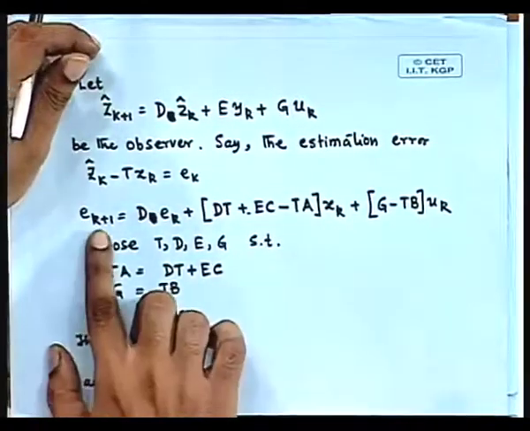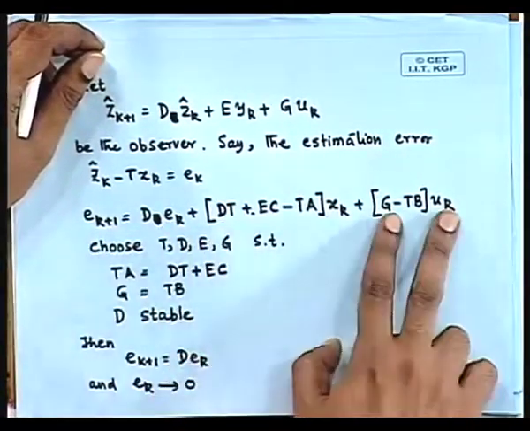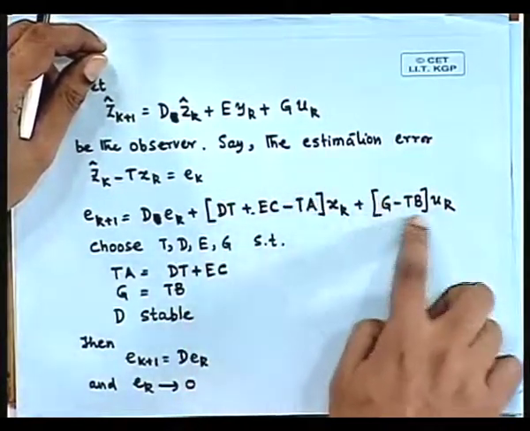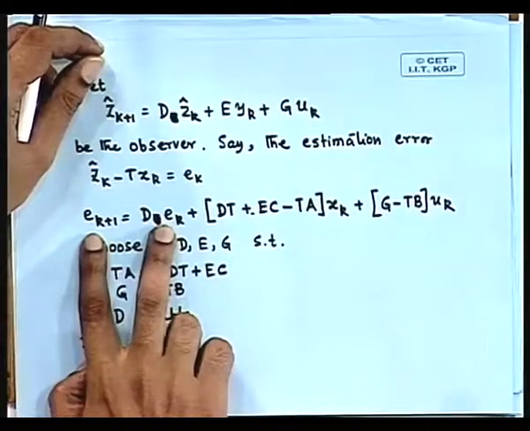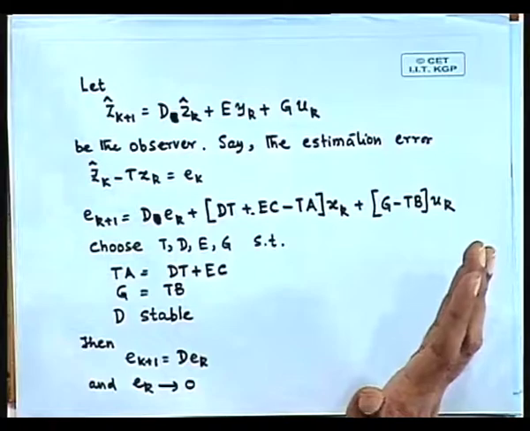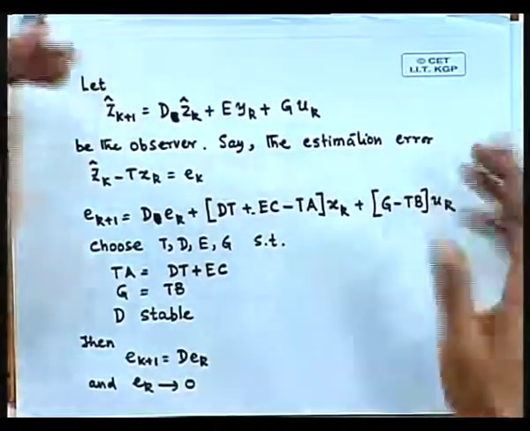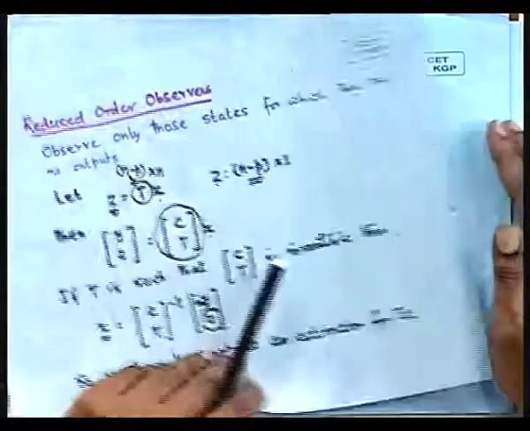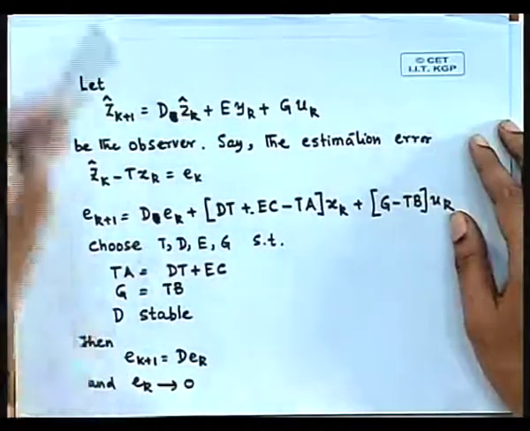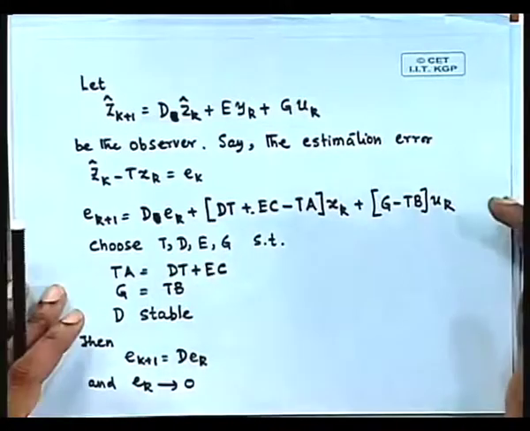Now you see that this is the homogeneous dynamics and these two are like inputs. If you can make these 0, then it will again be in that form. So now it is basically a design problem. What are the things that you choose when you design this observer? You first choose this t, then corresponding to that t you choose d, e and g, these are your matrices that you have to choose, then you get your observer.